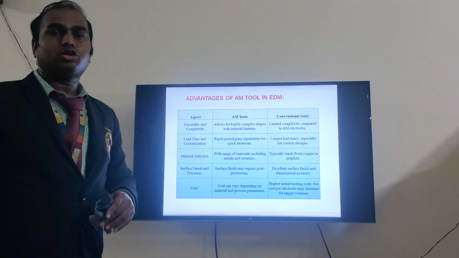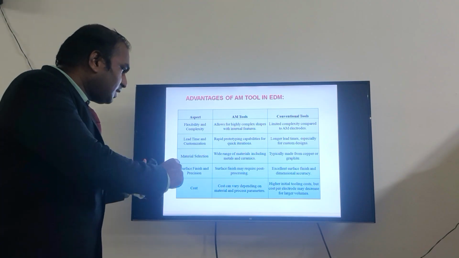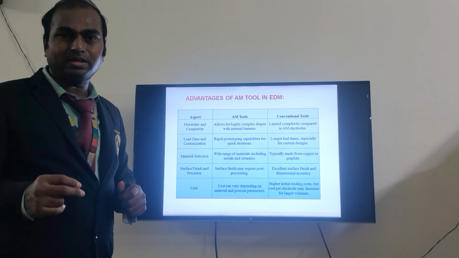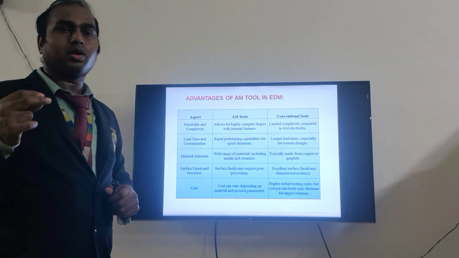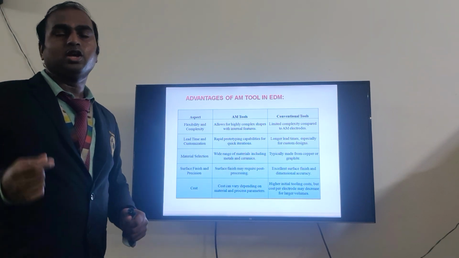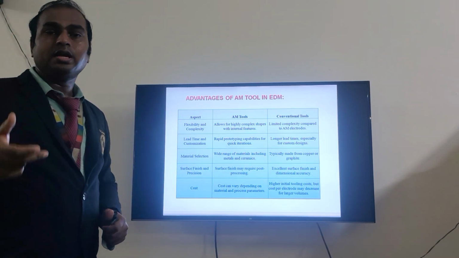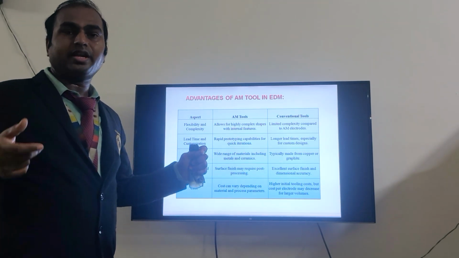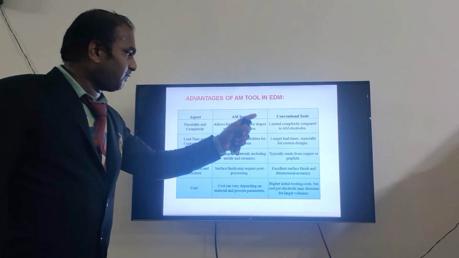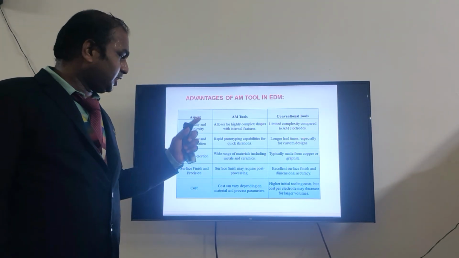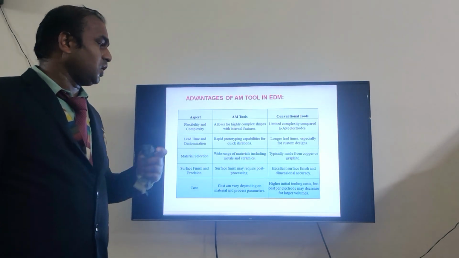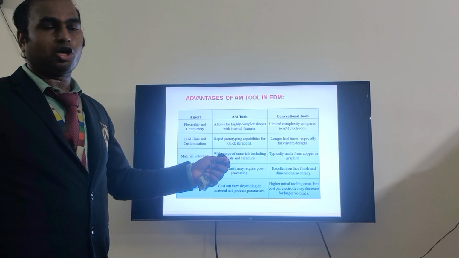Next is material selection. We can print a wide range of materials, including metals and ceramics, in the form of filaments, powders, copper binders and powder bed fusion techniques. In conventional tooling, we use rigid solids like graphite, copper or other superconducting materials. Next is surface finish and precision. Compared to the conventional tool, the AM tool gives a very good super finish and material surface roughness compared with the normal traditional tool.